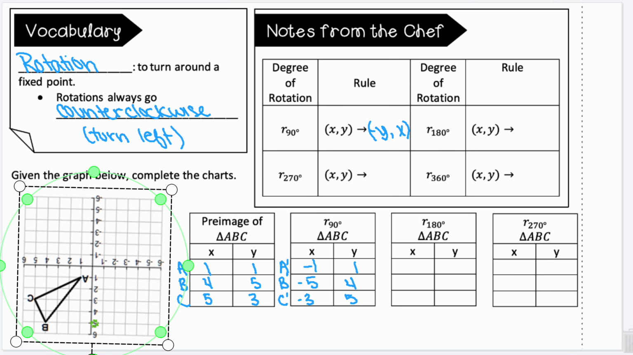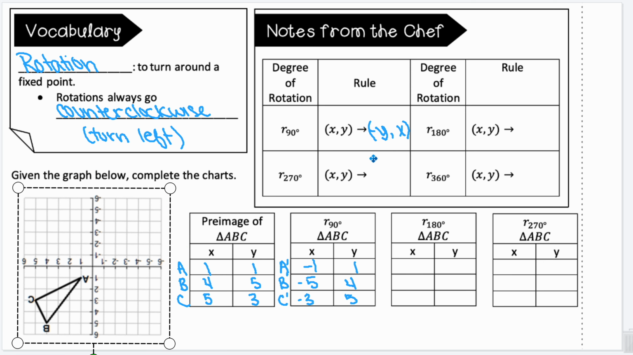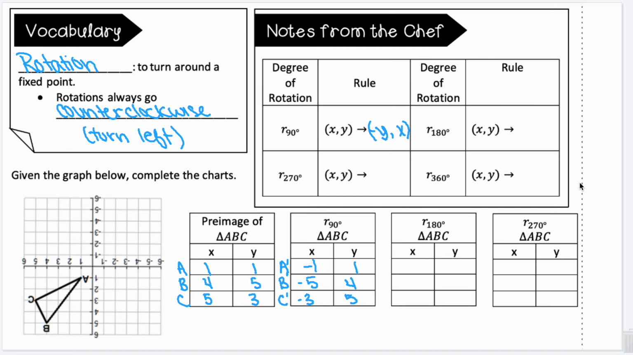90, 180. So again, in relation to 0, 0, what is this new A prime point? And again, I'm just going to use a single prime here just because I'm not really rotating these points to get to these. I'm rotating the original pre-image 180 degrees. So A is now going to be at -1, -1. B prime would be at -4, -5. And C prime would be at -5, -3.